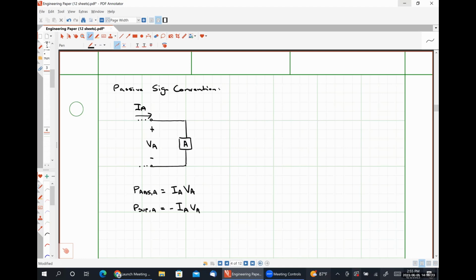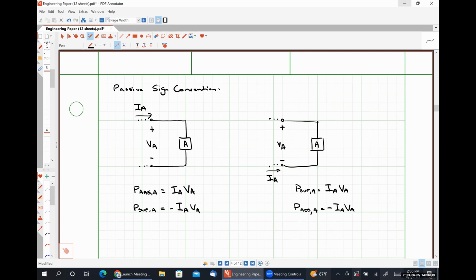Now let's consider what happens if we have the opposite configuration. So we have our same element A, with its set of terminals. Element A is connected to some other circuit. I'm going to define VA to be positive polarity on top like so. But now I'm going to define IA such that the current is flowing into the negative polarity terminal. In this case, the power supplied by element A is positive IA times VA, and the power absorbed by element A is negative IA times VA. Okay. This is all the passive sign convention is.